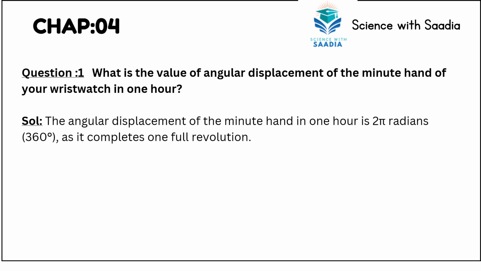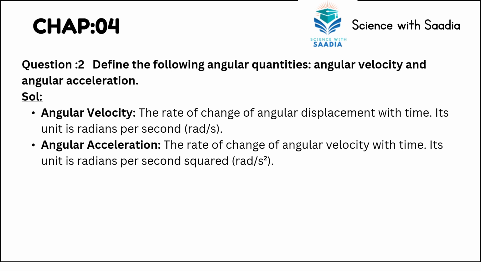So moving on to the next question, that is, define the following quantities. First was angular velocity, and angular acceleration. So here's the definition. Angular velocity is the rate of change of angular displacement with time, and its unit is radians per second, as radians is the unit of angular displacement and second is the unit of time, so its unit becomes radians per second.